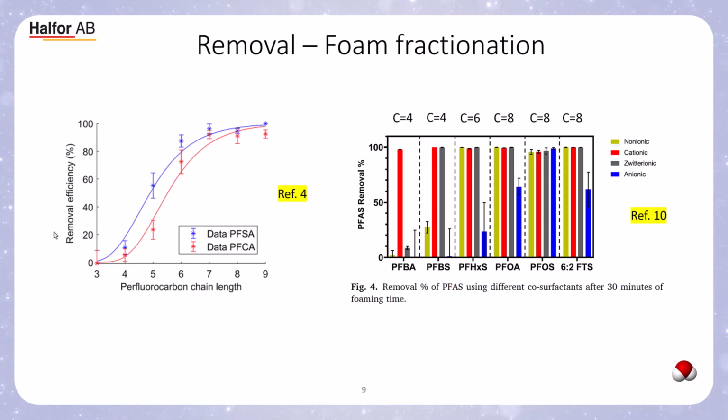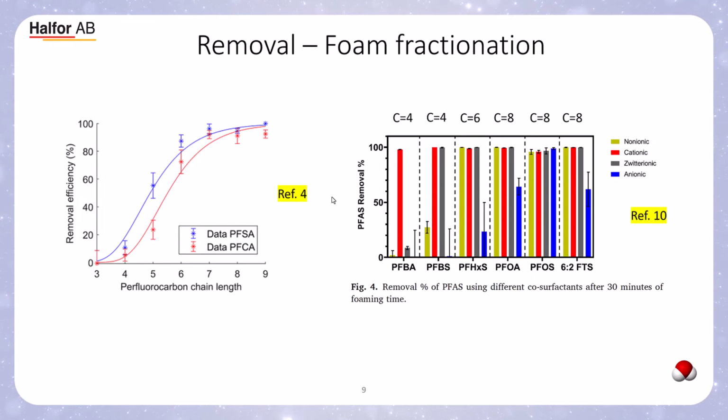Looking at the first graph here, reference 4, you have on the x-axis the number of carbon atoms in the studied PFAS. On the y-axis you have removal efficiency. And here you can see the PFAS with 6 carbon atoms, 7, 8, 9 carbon atoms is removed quite well with foam fractionation. However, this is not the case for the PFAS with 3, 4, 5 carbon atoms.